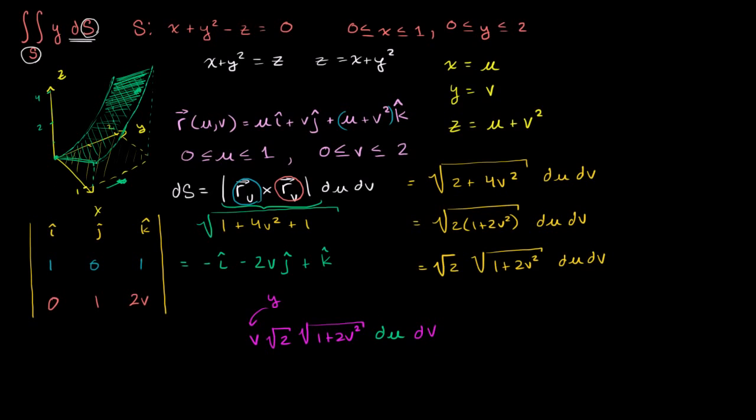That is y. Let me make it very clear. And all of this is ds. All of this is ds. And now I can write the bounds in terms of u and v. And so the u part, u is the same thing as x.